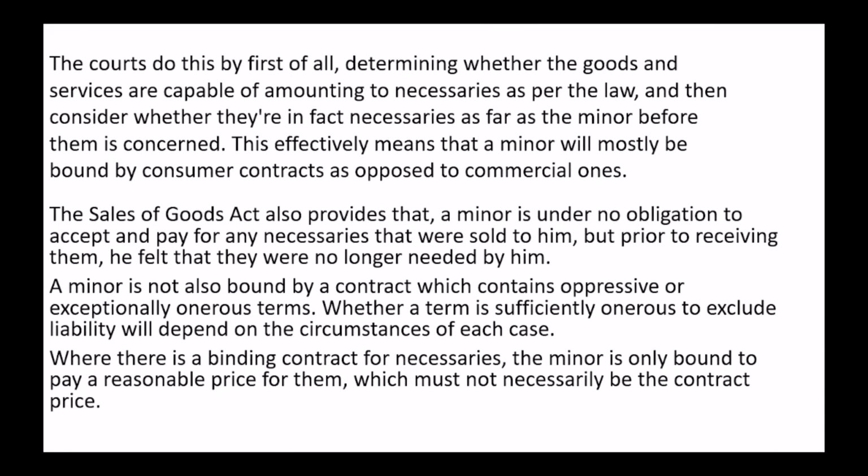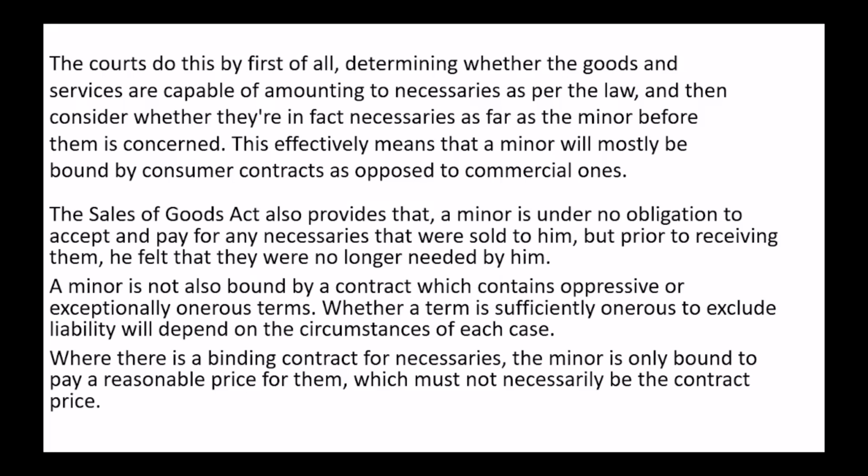And how do the courts do this? The courts do this by first of all determining whether the goods and services are capable of amounting to necessaries as per the law, and then consider whether they are in fact necessaries as far as the minor before them is concerned. This effectively means that a minor will mostly be bound by consumer contracts as opposed to commercial ones.